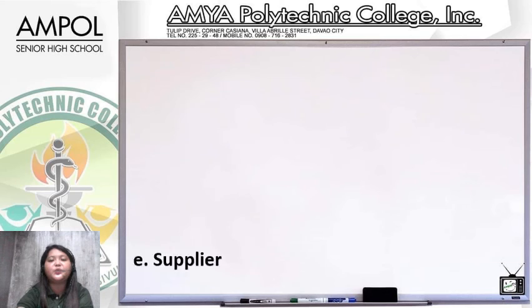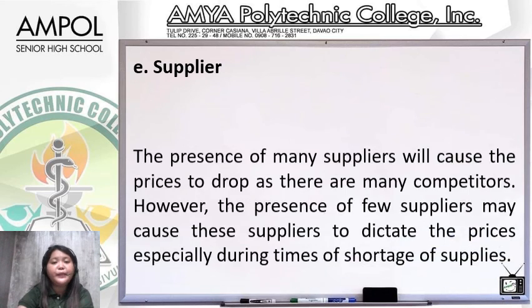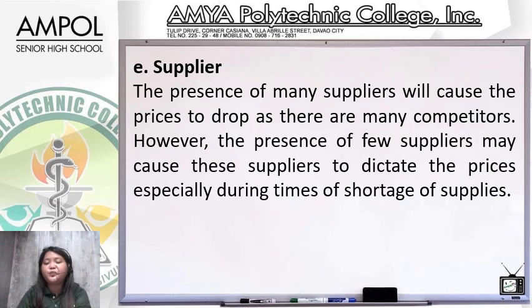The last one is the supplier. The presence of many suppliers will cause the prices to drop, as there are many competitors. However, the presence of few suppliers may cause these suppliers to dictate the prices, especially during times of shortage of supplies.